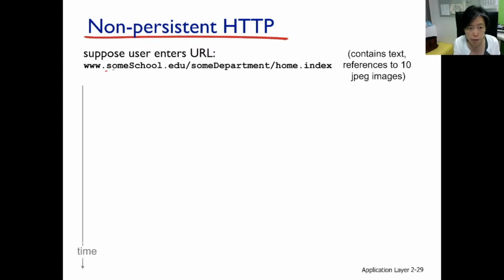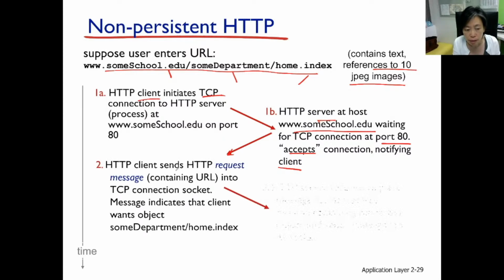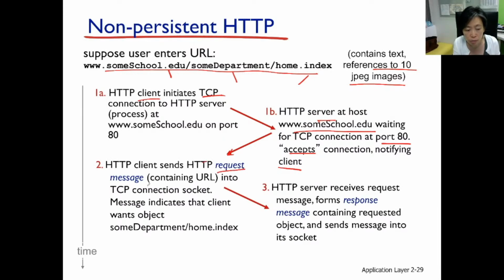Let's suppose we are looking for this object here. So the URL contains the host name, the path, and the file name. And let's say that this base file here contains 10 reference objects. So there are 10 images embedded. Step number 1, the TCP establishment. The client here initiates a connection request. The server sitting at this location at port 80 will accept the connection and then send back a sure, open it message. The second exchange is the client sending the request message.